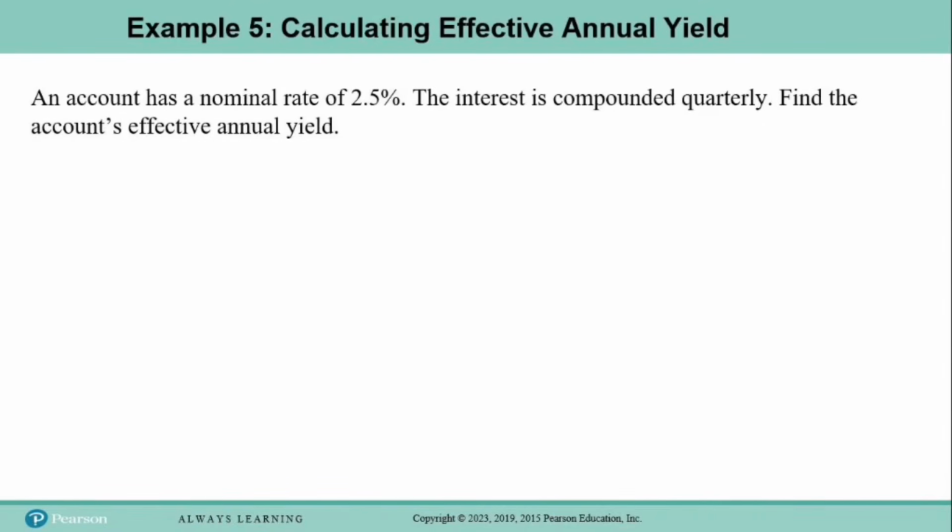Let's get a little example here. So this is example 5. It says an account has a nominal rate of 2.5%. The interest is compounded quarterly. Find the account's effective annual yield.